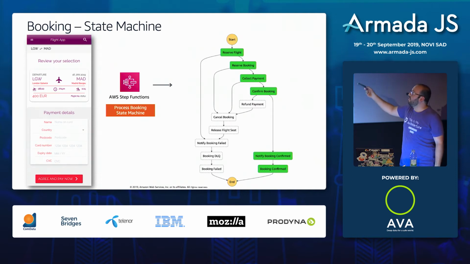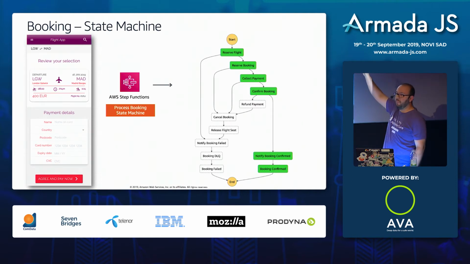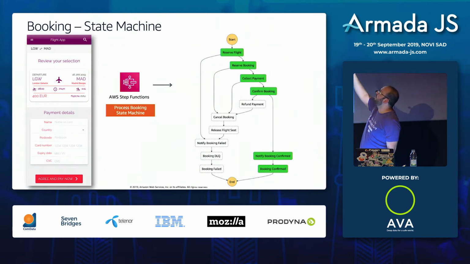However, if something goes wrong along some of these steps, I should be able to roll back exactly where it's supposed to be. If I'm able to collect the payment, but I cannot confirm booking, maybe my database is offline, something happened, I should be able to refund that payment that I collected, and then go back and set that booking as canceled instead of actually reserved, and I release that flight seat, and I tell everyone, hey, it failed.